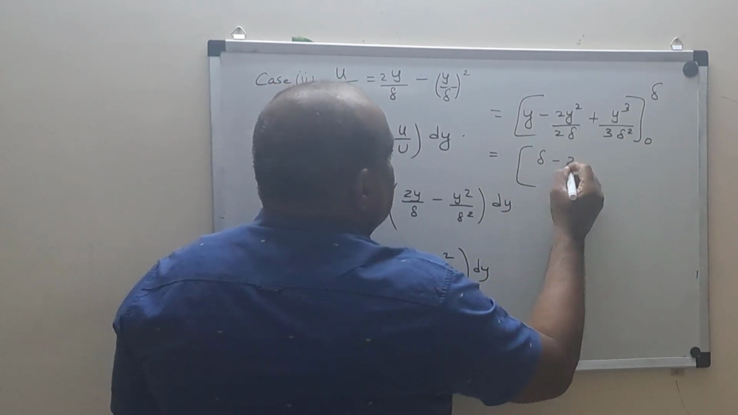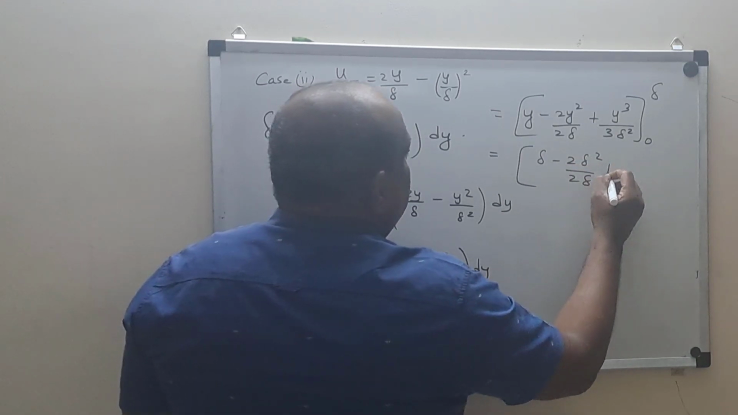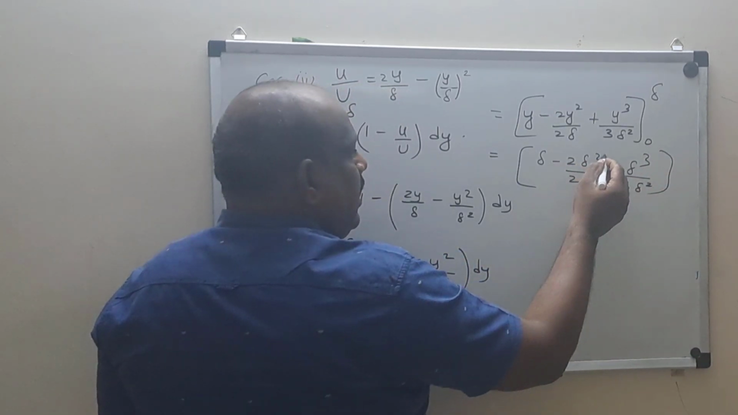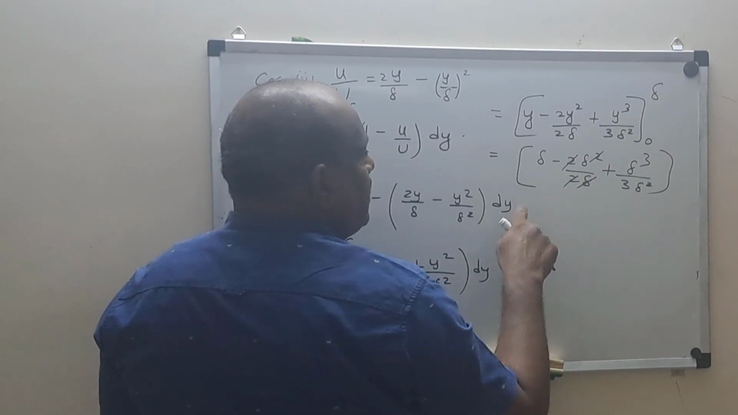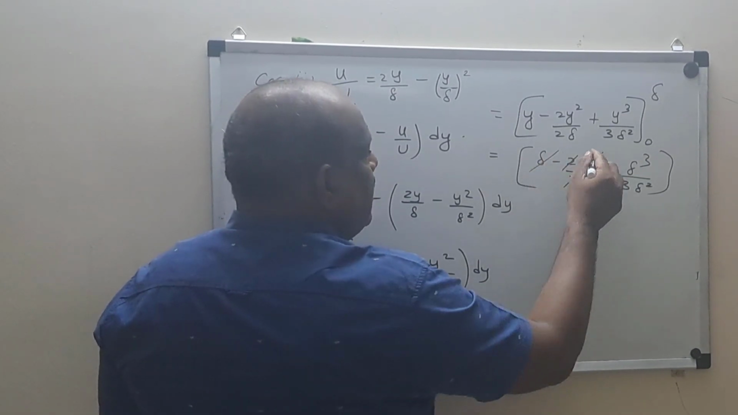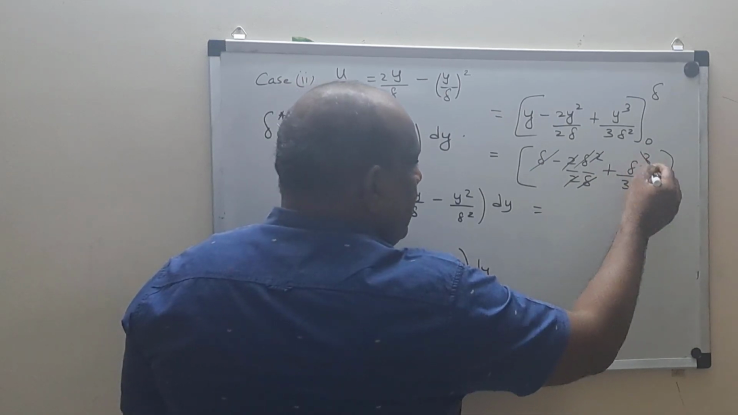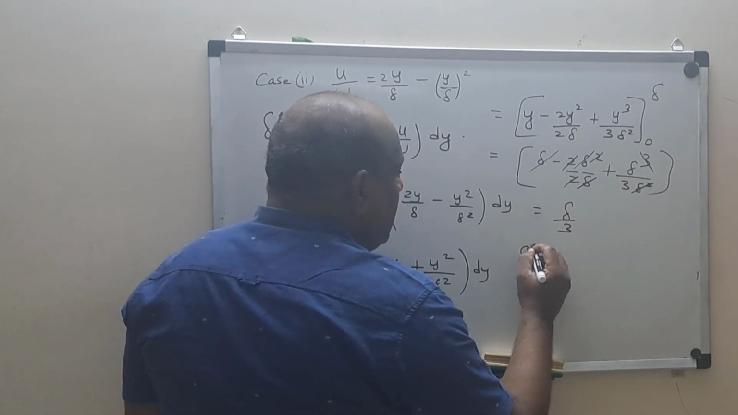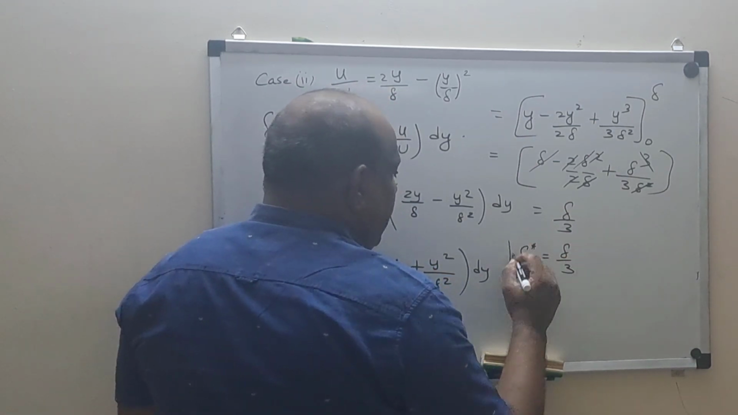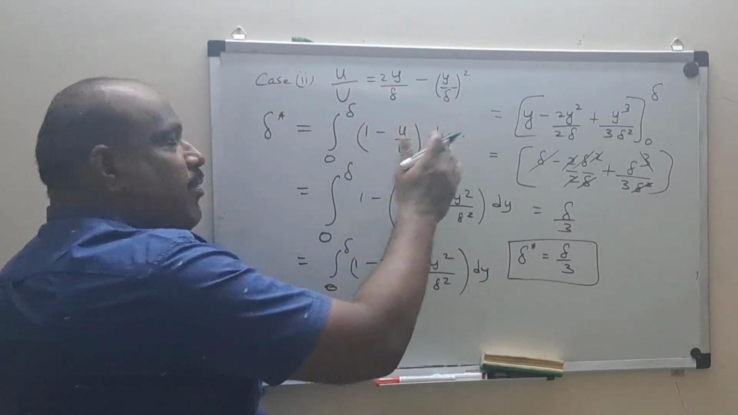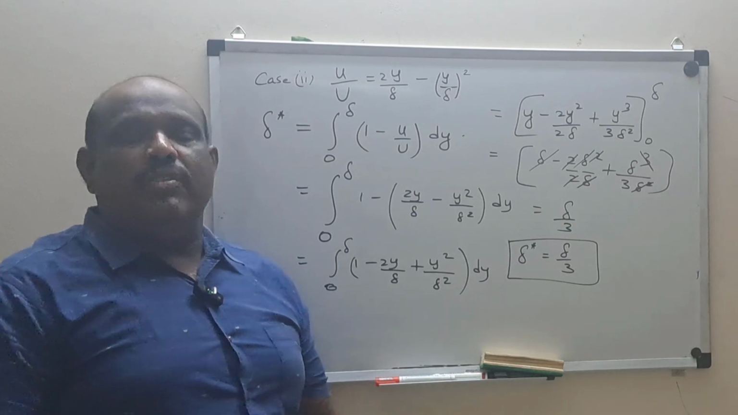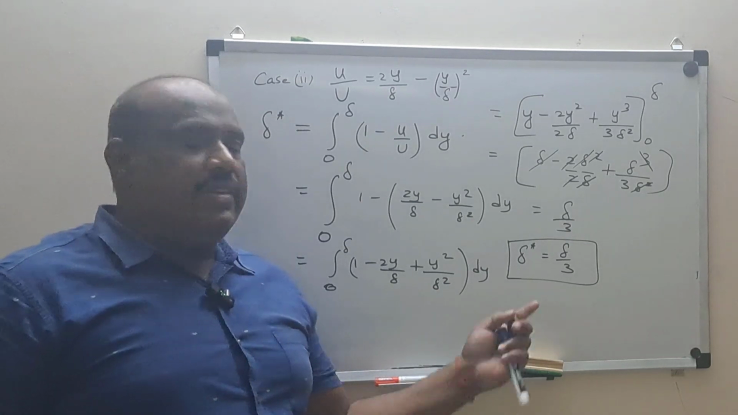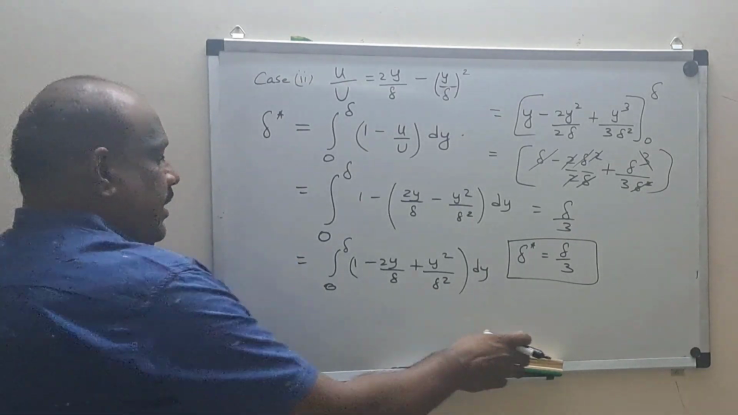Now apply the limits. So delta minus 2 delta squared by 2 delta plus delta cubed by 3 delta squared. Delta and delta will get cancelled, the 2 will get cancelled. So finally it's delta minus delta plus delta squared and delta squared cancel, so the answer will be delta by 3. So delta star is equal to delta by 3. Very simple. Don't be afraid of this bigger equation. Just substitute the value of u by U, simplify and expand it, apply the limits of integration, and you will get the answer very easily. So delta star equals delta by 3.